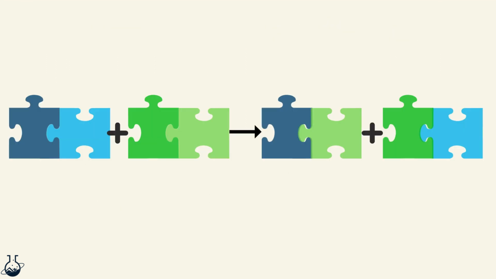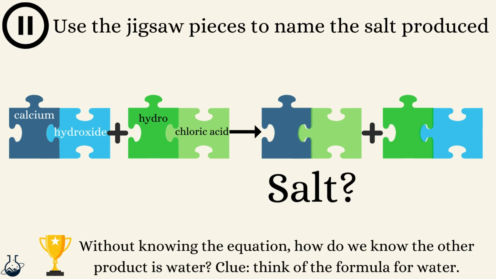Naming salts can be thought of like putting jigsaw pieces together. We want to match the complementary shapes together, in this case, salts and acids. So let's say we have calcium hydroxide, which reacts with hydrochloric acid. What do you think the salt would be called? Pause the video here and have a go. Use the jigsaw colours to help you, and if you finish, try the challenge.